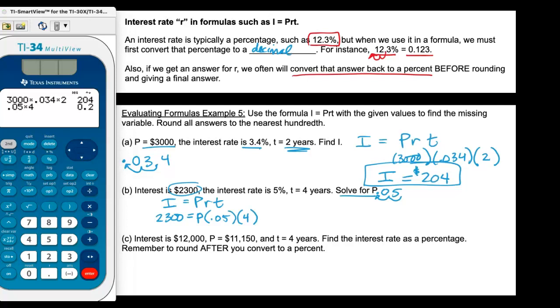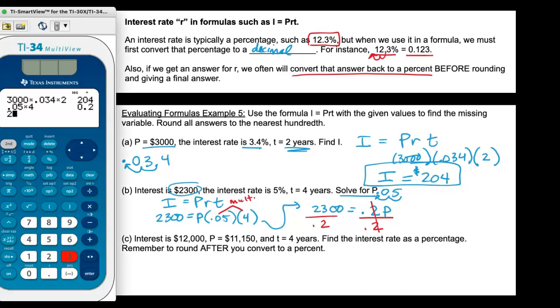And so I'm going to rewrite this equation as 2,300 equals 0.2 times P. So just to clarify, I took the 0.05 and 4 and I multiplied those together in the calculator, and I decided to write those before the P just because it's more customary in math to write the coefficient first. And now I'm going to solve for P by dividing both sides by 0.2, since dividing and multiplying by 0.2 cancel each other out.